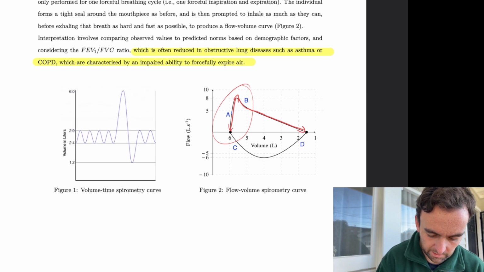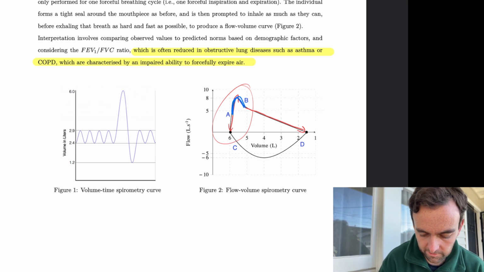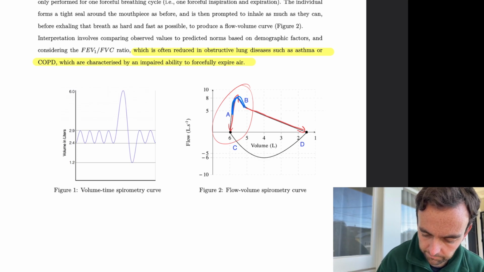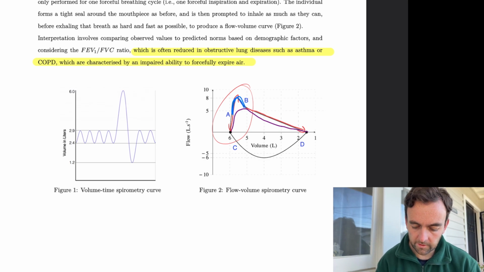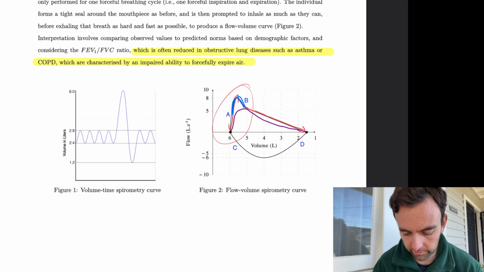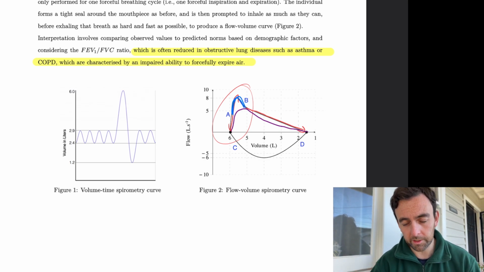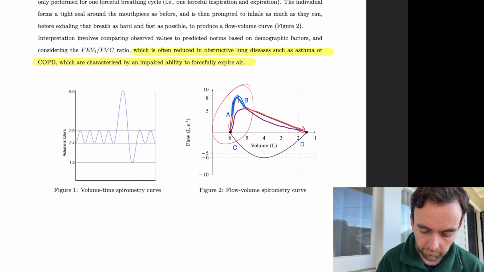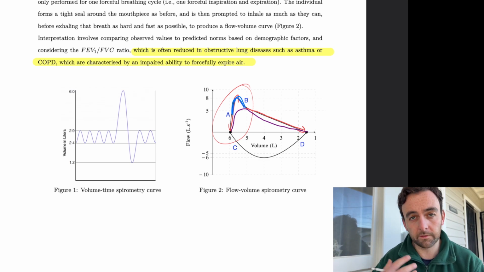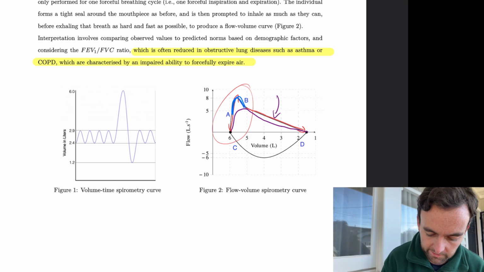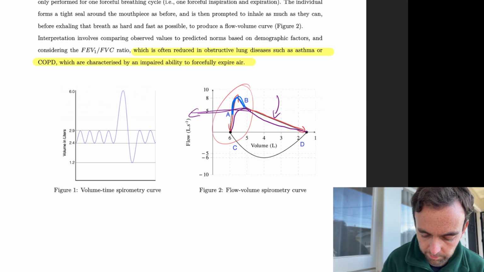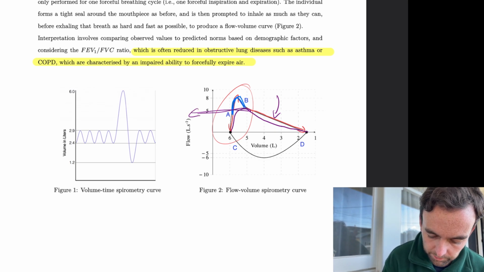The AB segment is going to be that bit here. So you're going to get a graph which is more like, I'll draw it in purple, something like this. You can see that whole part of the graph is the flow that we're getting, the liters per second. If we're struggling to forcefully expire air, we would expect that flow to be slower. So we can see that it doesn't get up as high. In our purple graph, it's 5, whereas in the original blue graph, it was 8.